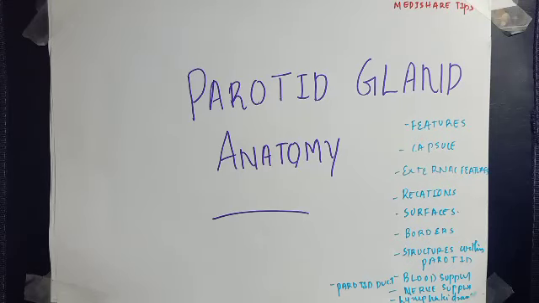In this video, we are going to discuss the anatomy of the parotid gland. We will discuss the features, capsule of the parotid gland, the external features, the relations of the gland, the surfaces, borders, and the structures within the parotid, the blood supply, nerve supply, lymphatic drainage, and at last we will discuss the parotid duct. So first we will start with the features of the parotid gland.